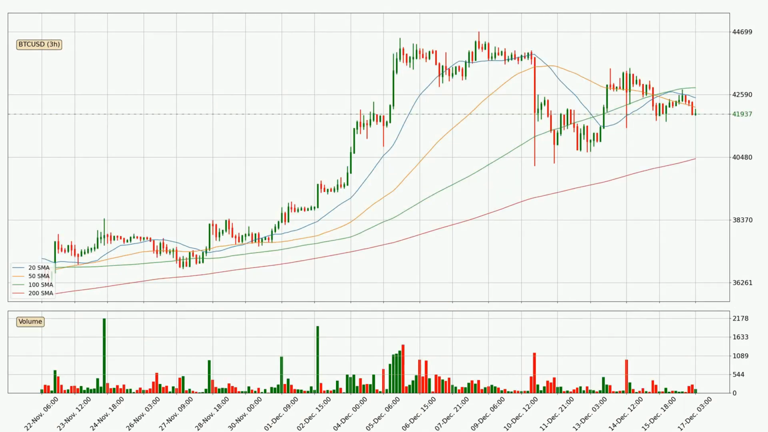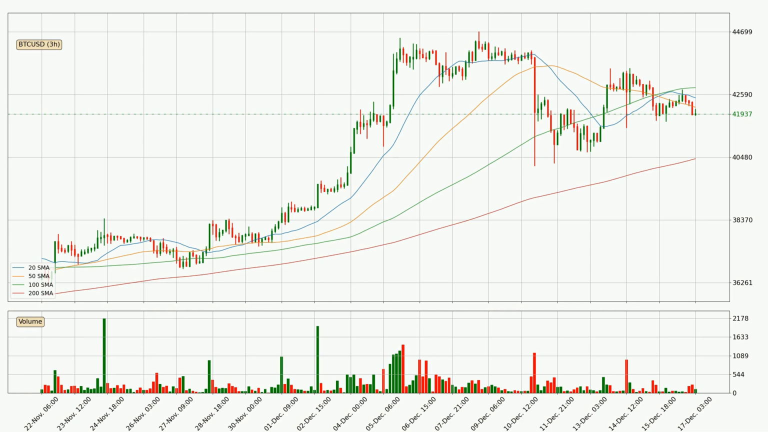Looking at the 3-hourly simple moving averages, at the moment, the price is between the 200 and the 50 SMA. If the price bounces off the 200 SMA, which is currently at 40,429, it could be seen as a support, and the 50 SMA that is at 42,159 could be perceived as a resistance to the upside.